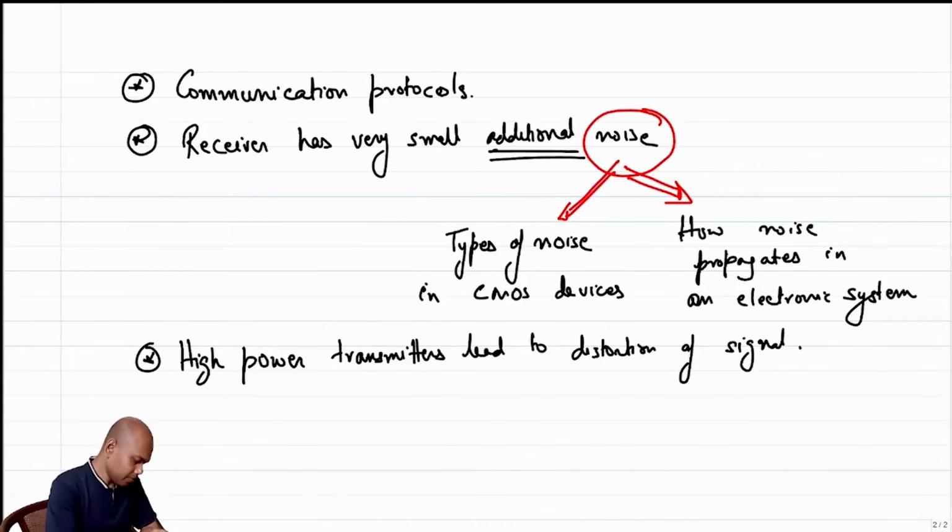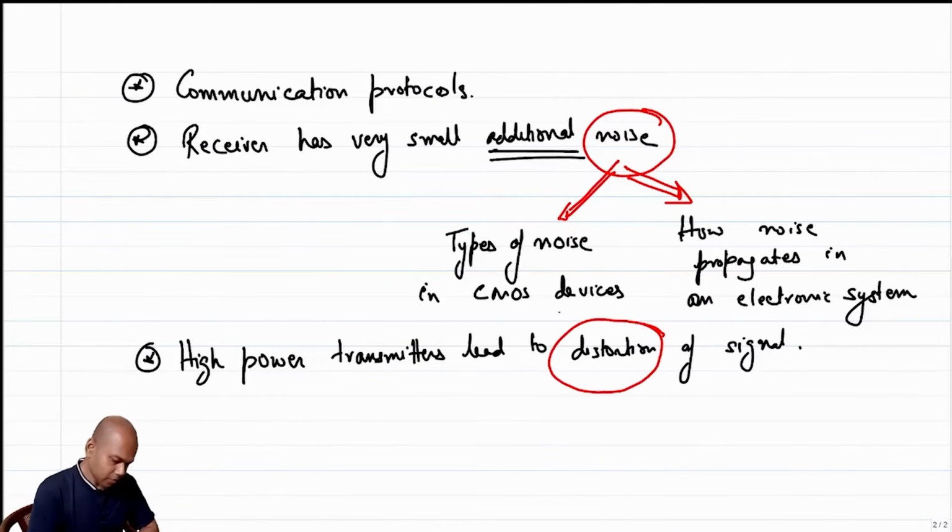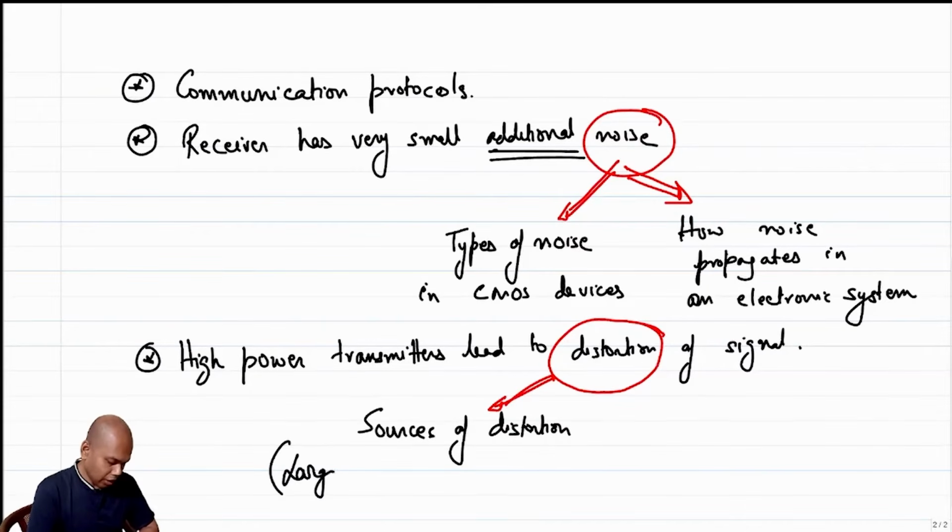So we first need to learn distortion, the sources of distortion, or in other words, we need to learn the large signal characteristics of CMOS devices.